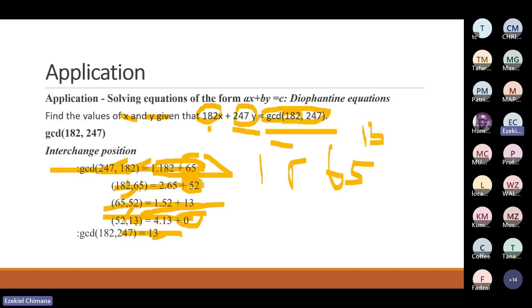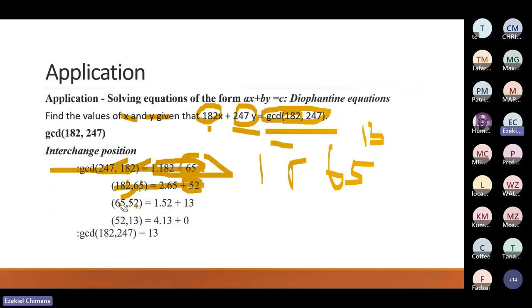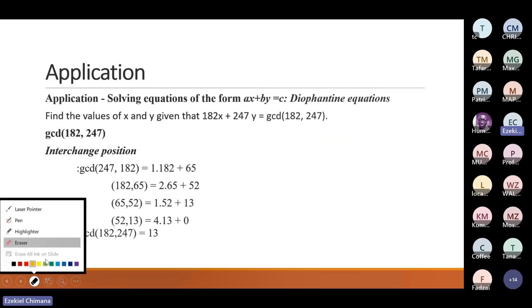Just want to see. Okay. I see where I made the mistake. Let me just wrap everything here. You want to do the reverse tracking. Just want to wrap everything. Okay. Just want to do the reverse tracking here.